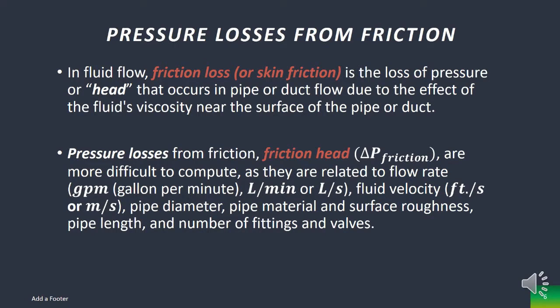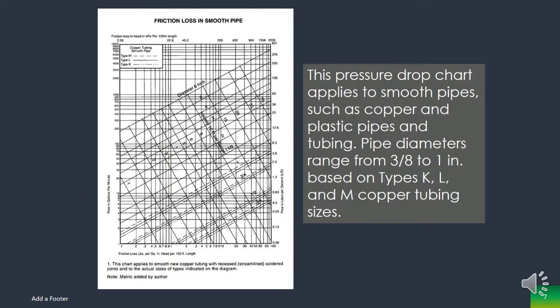Pressure losses from friction. In fluid flow, friction loss or skin friction is the loss of pressure or head that occurs in pipe or duct flow due to the effect of the fluid's viscosity near the surface of the pipe or duct. Friction head, delta P friction, is more difficult to compute as it is related to flow rate.